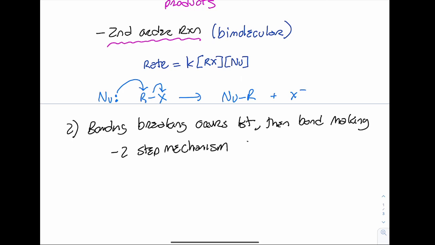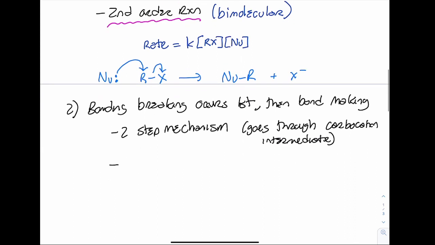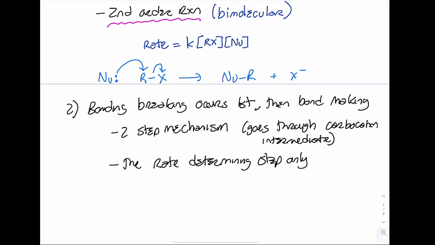It does go through an intermediate, and specifically, it's going to be a carbocation intermediate. And the rate determining step only involves the alkyl halide. So my first step is actually going to be rate determining. So the rate determining step only involves the alkyl halide.